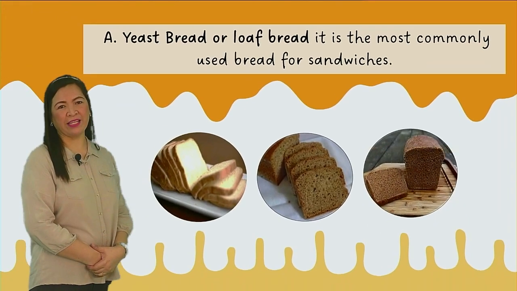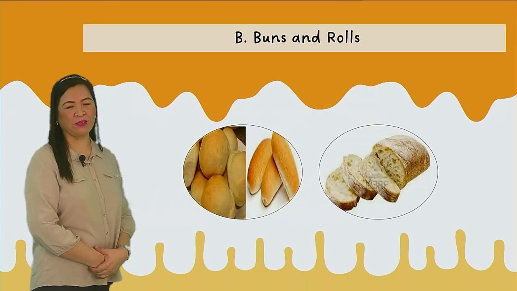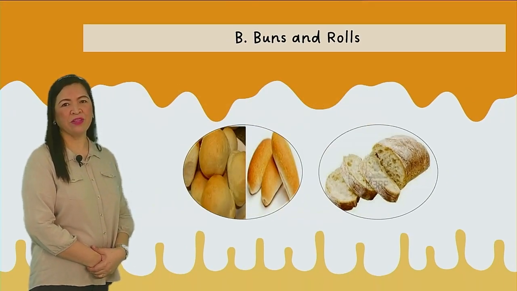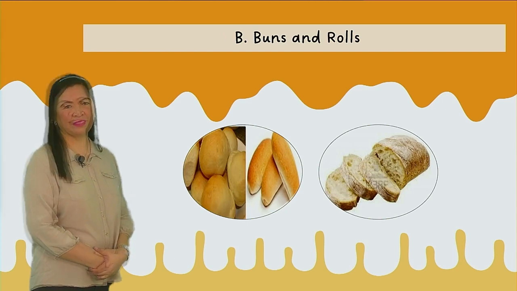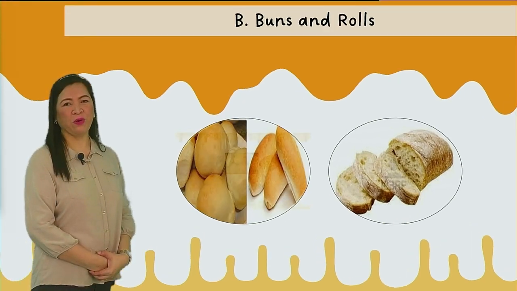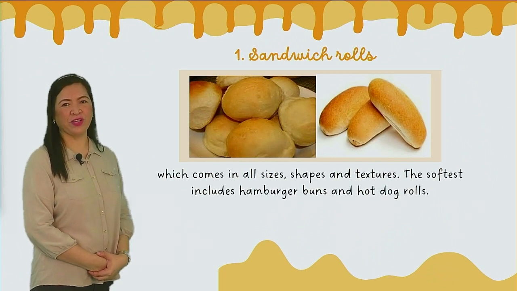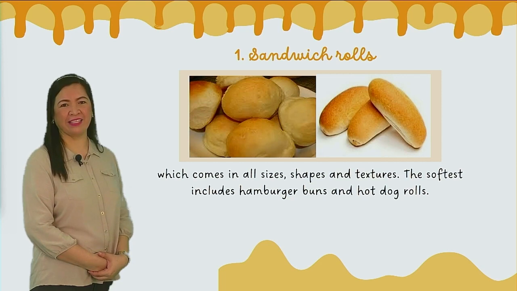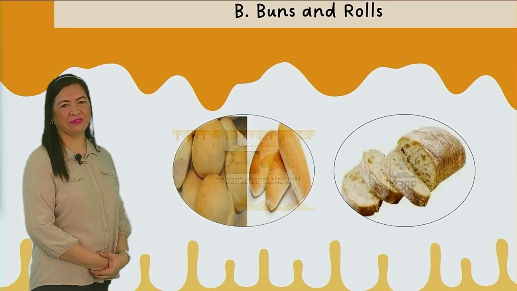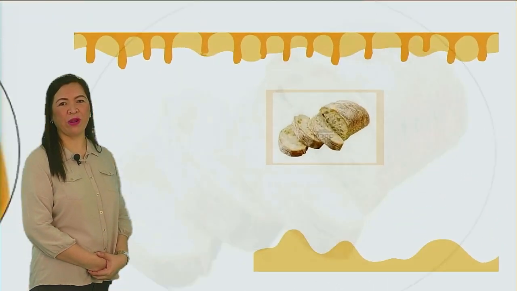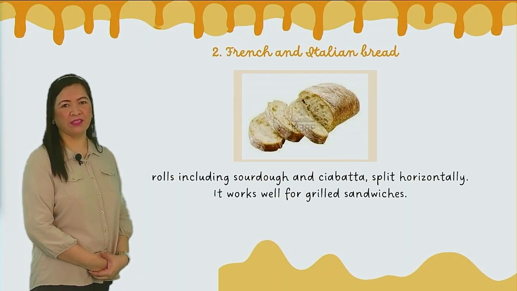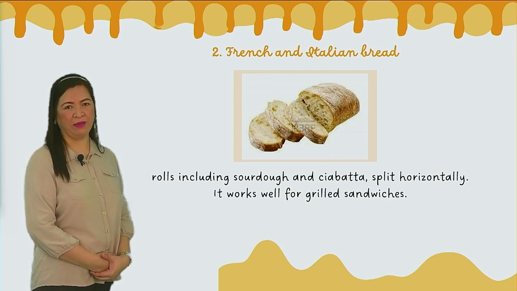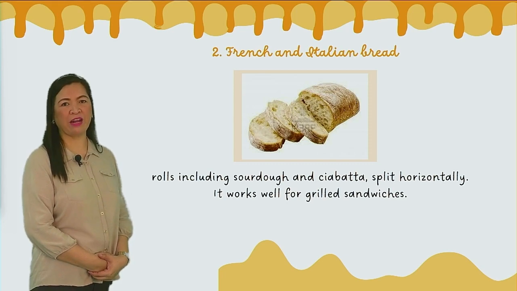Second type of breads are buns and rolls. And under buns and rolls, we have sandwich rolls, which come in all sizes, shapes, and textures. The softest includes hamburger buns and hot dog rolls. Next is French and Italian bread. These are rolls including sourdough and ciabatta, split horizontally. It works well for grilled sandwiches.